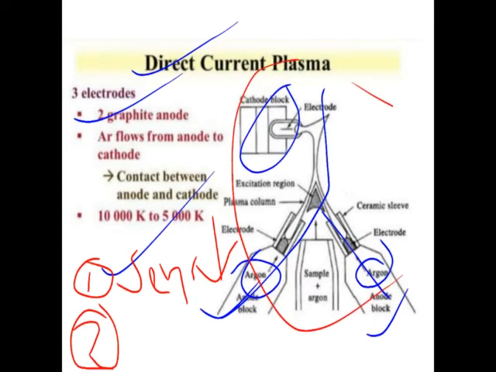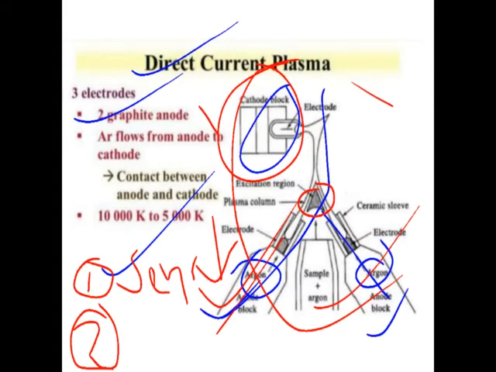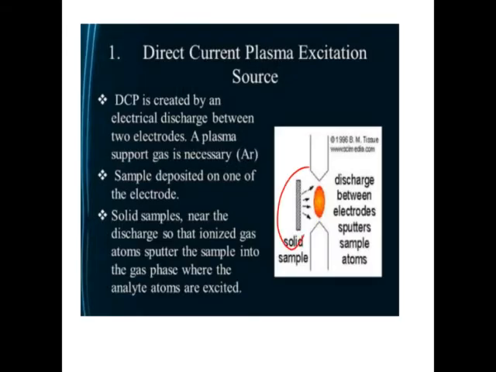This is the diagram for the direct current plasma. It consists of three electrodes: two graphite electrodes through which argon flows, and the third one is the cathode block. They are generally present in a Y shape. This is the plasma column where the plasma generation takes place. In short, the solid sample is deposited on one of the electrodes, and the discharge between the electrodes sputters the sample atoms, resulting in the formation of plasma. For that, support of a gas, that is the argon gas, is necessary for the production of plasma.